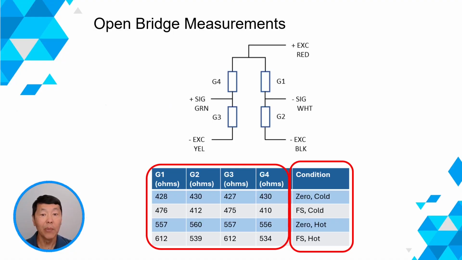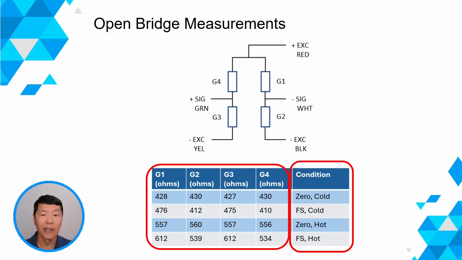I mentioned that inputting bad gauge resistance data into the Temp Comp calculator will generate a bad Temp Comp solution. So, what constitutes good gauge data? Here I show the gauge resistance data measured from an open bridge. It's comprised of 4 gauge resistance measurements made at 0 and full-scale load and at cold and hot temperatures.